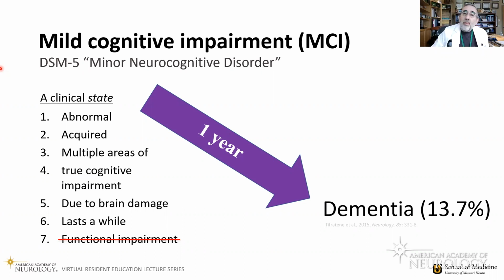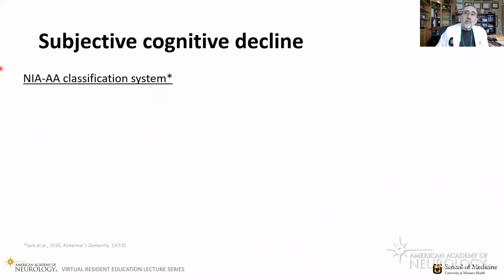But of course, whether that happens depends on the cause. You can't simply designate someone as having MCI. As with the concept of dementia, you want to then have an etiologic diagnosis. And a final category we should consider is this entity of subjective cognitive decline.